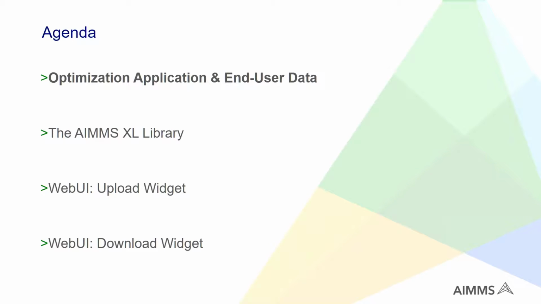On today's agenda, we will start by talking a little bit about optimization applications and the end-user data, and some hurdles we hit when we started using WebUI on Pro using Excel. Then I'll talk about the new AIMMS Excel library that we just launched earlier this year. And then I'll combine it with two widgets that we also introduced this year in the WebUI, the upload widget and download widget.